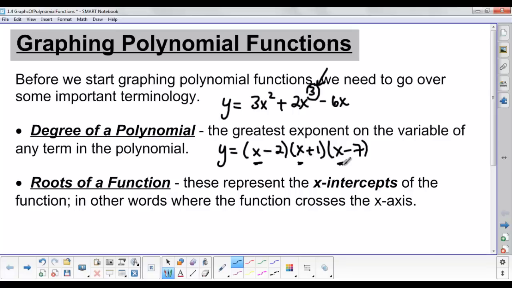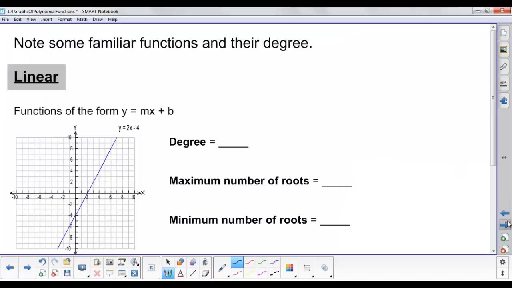The roots of a function represent the x-intercepts, so basically wherever your function crosses the x-axis. Okay, so let's move on to some familiar functions, and we'll talk about their degree.